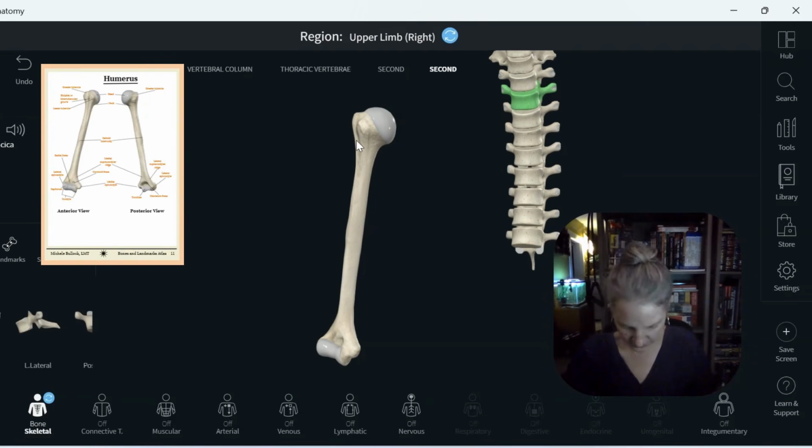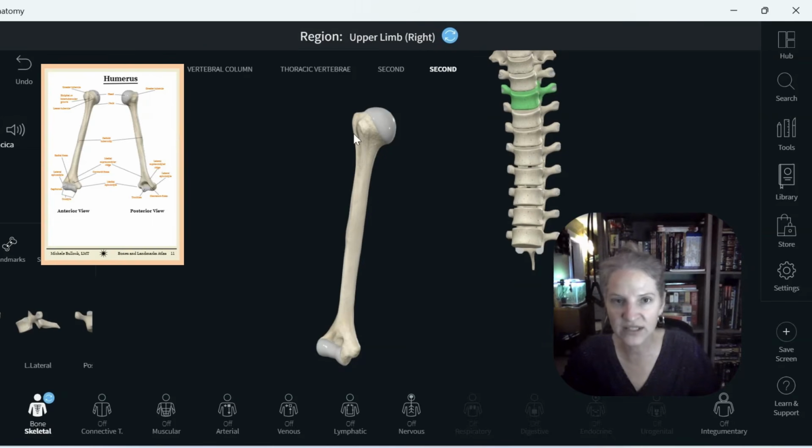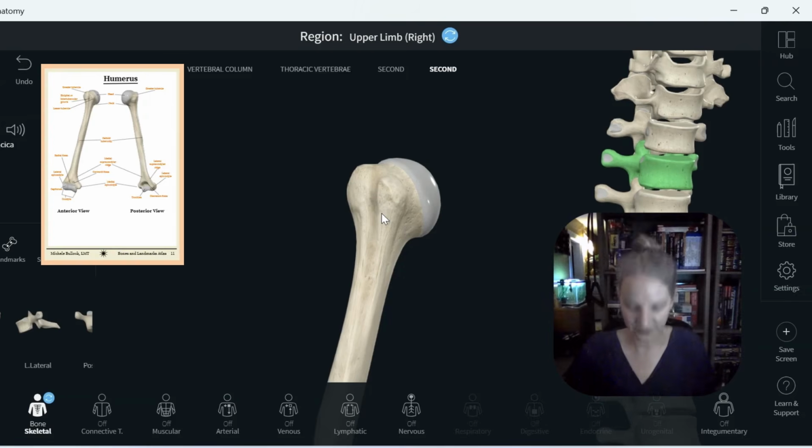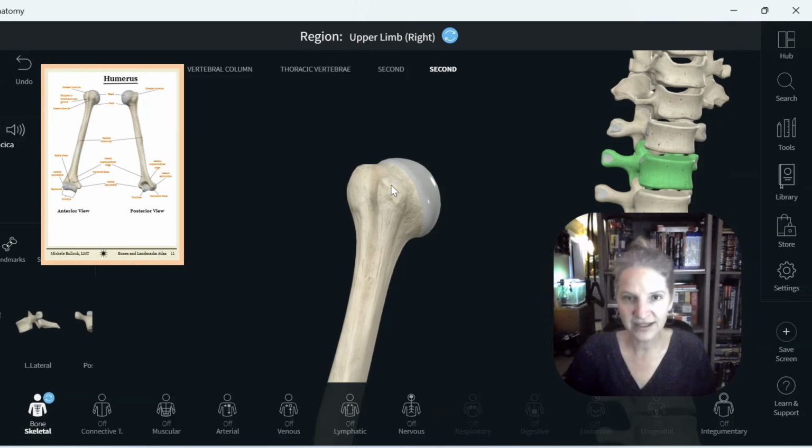We've got the head of the humerus. We've got the neck of the humerus. We've got the shaft of the humerus. You can feel the big bumpity bump on your shoulder when you reach down. That's going to be your greater tubercle, and the smaller one is going to be the lesser.